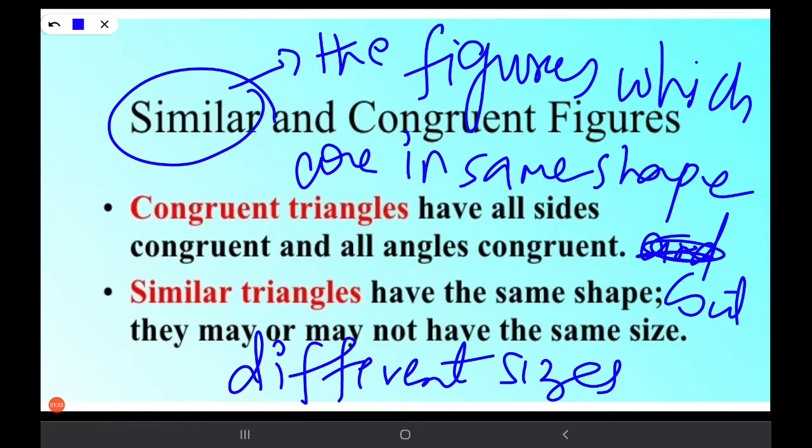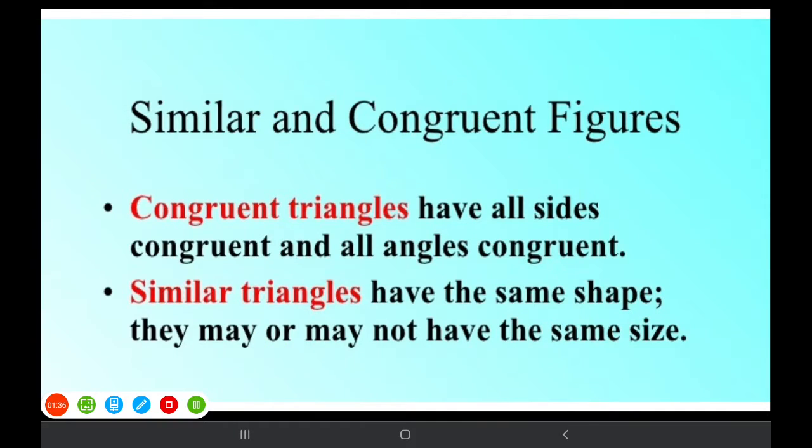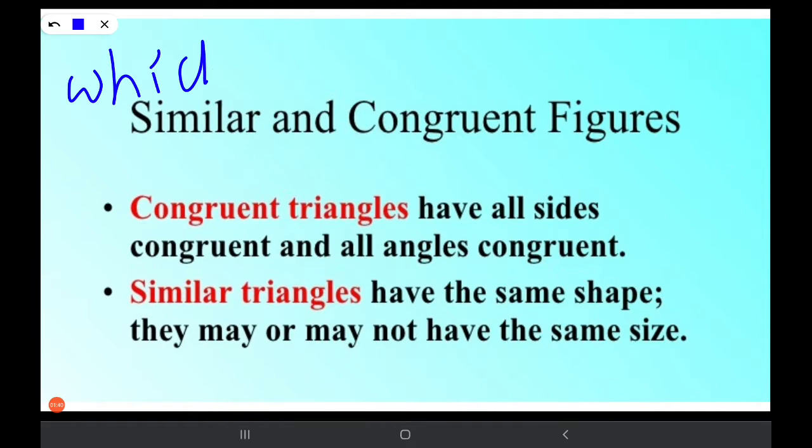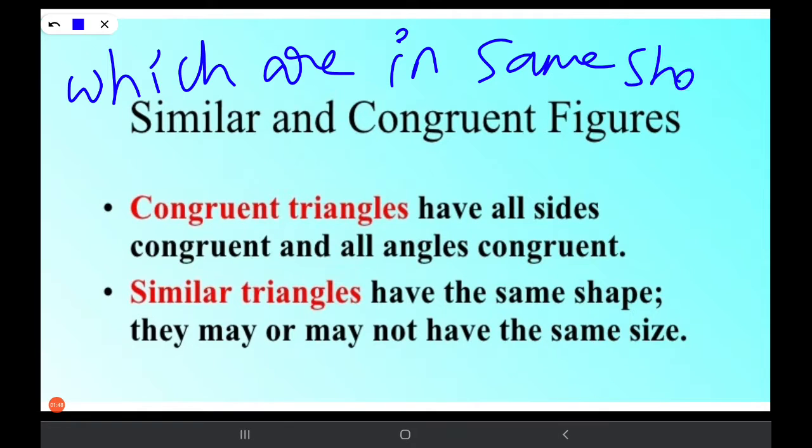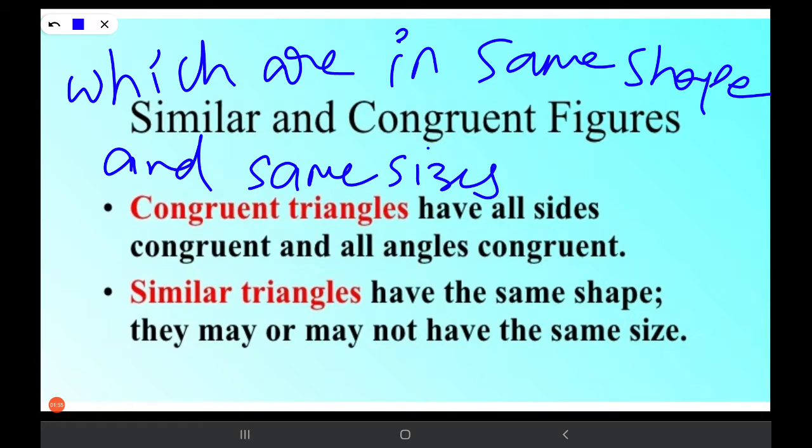So coming to congruent figures, the figures which are in same shape and same sizes. Okay, the size and shape both are equal or same, then the figures are called congruent. Okay, congruent figures they are.